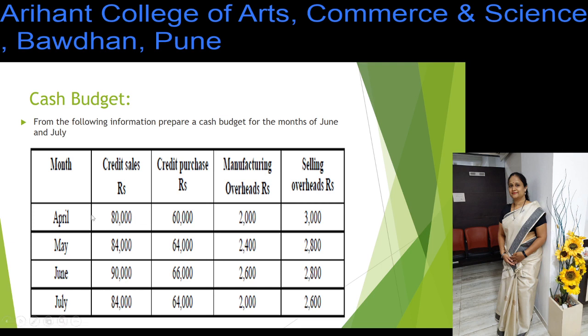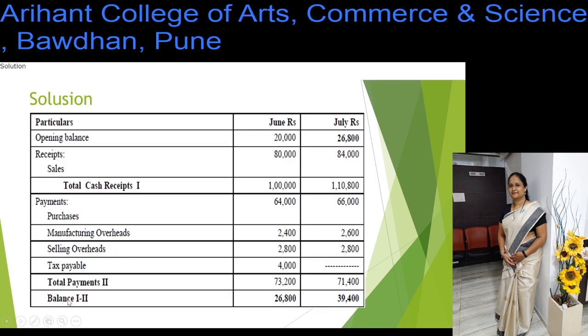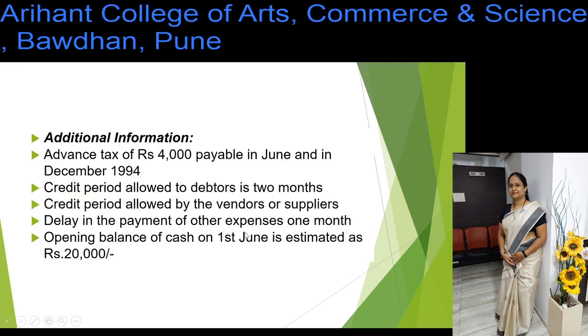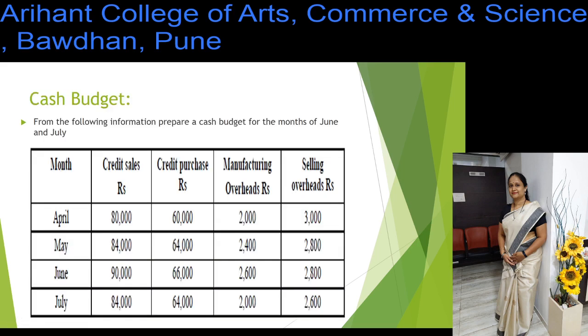Whichever sales we make in April, we will receive the money after 2 months, in June. Whatever we sell in May, we recover in July. So in the sales column, you can write June 80,000 and July 84,000, which we actually sold in the months of April and May, but are recovering after 2 months. Whichever we sell in June and July will be recovered after 2 months. Understood?